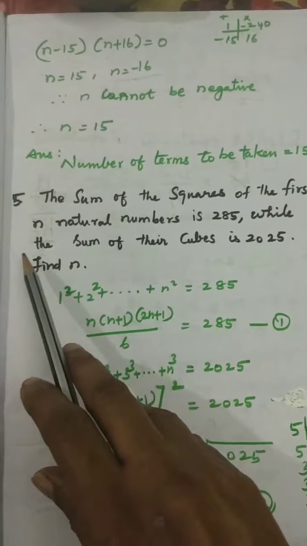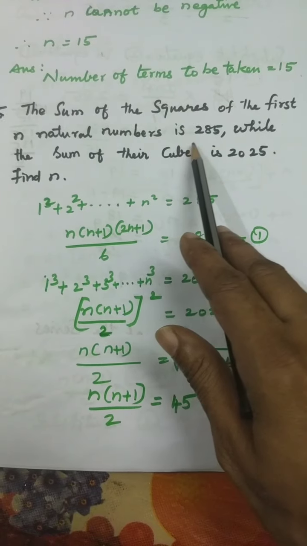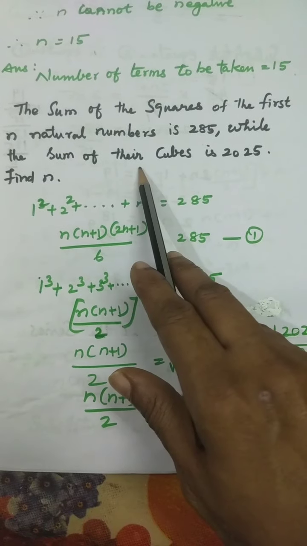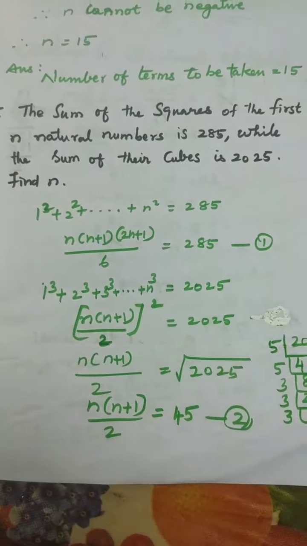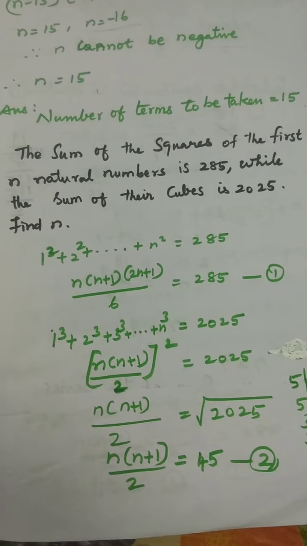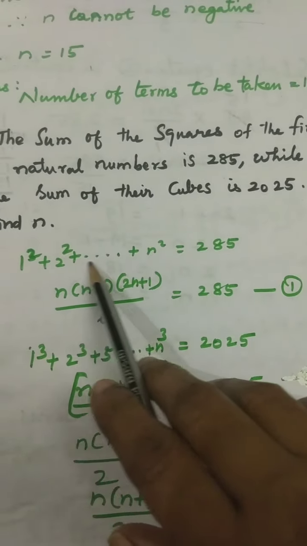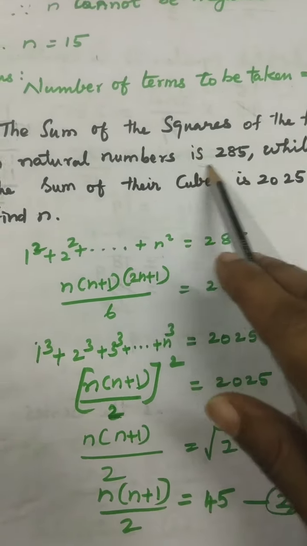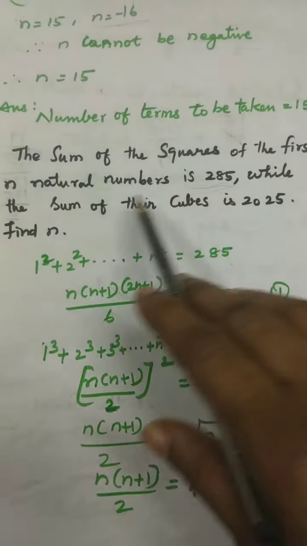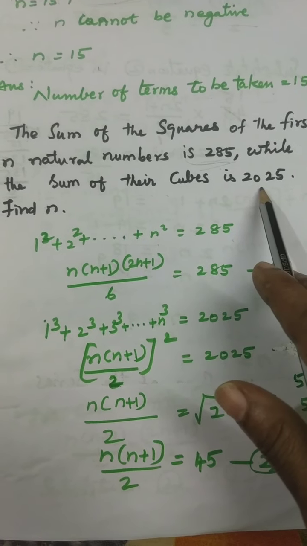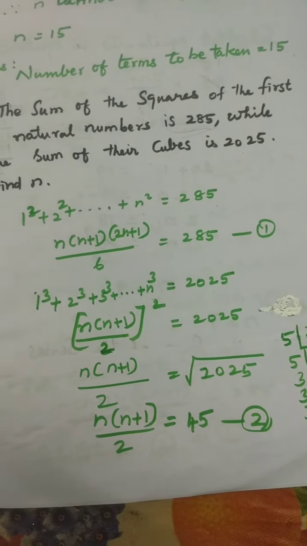Okay. The next, the fifth sum. The sum of the squares of the first n natural numbers is 285, while the sum of their cubes is 2025. Then find n. Here what is given? Sum of the squares of the first n natural numbers: 1² + 2² + and so on + n² = 285. While the sum of their cubes is 2025: 1³ + 2³ + and so on + n³ = 2025.